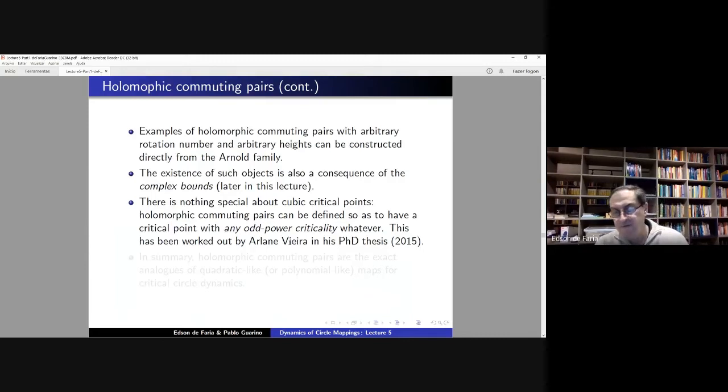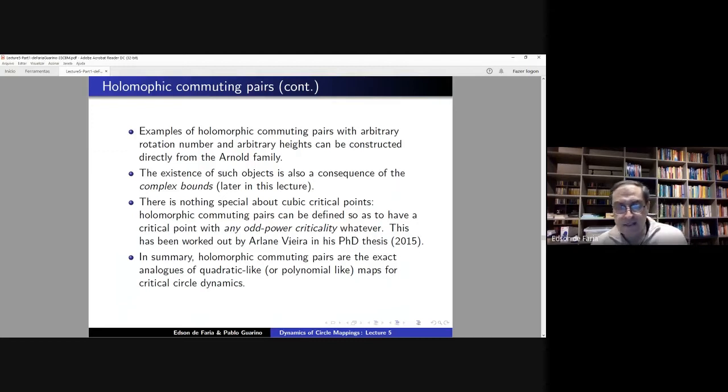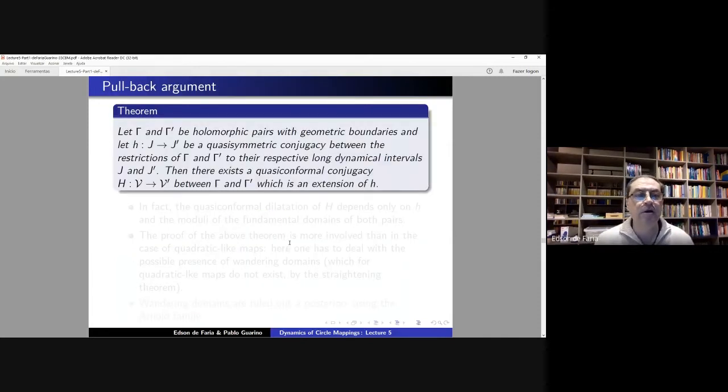So you can develop the same theory for quintic holomorphic pairs, or holomorphic pairs with critical points of degree 7, 9, 11, or whatever. So they are the exact analogs of quadratic-like maps. Well, to be the exact analogs, we need to be able to prove certain things, like, for instance, the pullback argument. And indeed, there is a version of the pullback argument for such objects. It says that if you have two such objects and they are quasi-symmetrically conjugate on the real line, then you can extend the conjugacy to a quasi-conformal conjugacy between these two holomorphic objects, okay?